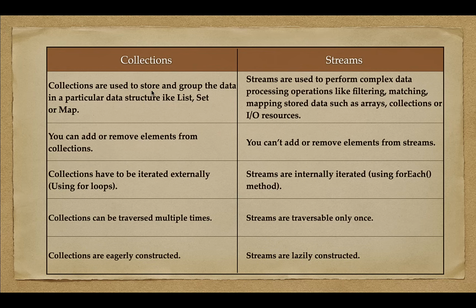Collections are used to store and group the data elements in a particular data structure like list, set or map. Well, as we know, we use a collection to store and group the data elements, right? On the other hand, streams are used to perform complex data processing operations like filtering, matching, mapping on the data such as arrays, collections or input-output resources. We basically use streams to perform operations like filtering, matching, mapping, and we create a stream from different sources like arrays, collections or input-output sources. Well, let me demonstrate this point with an example so that you will understand better.